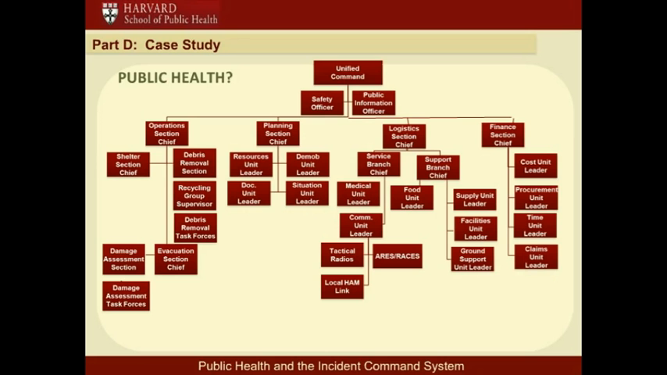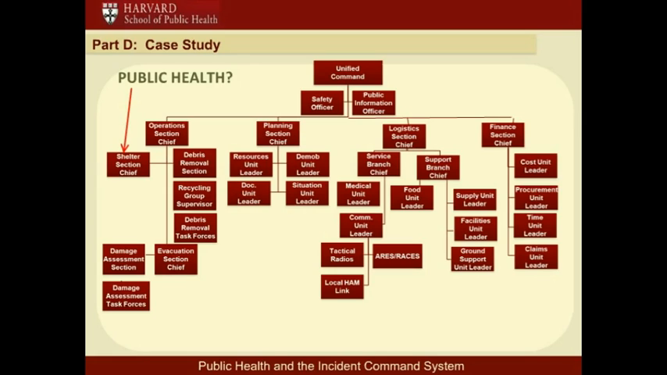Moving along with our case study, we go back to our suburban New England community preparing for the onslaught of the winter ice storm. And we look at how their comprehensive planning efforts have generated an incident command system chart. And within that chart, public health has been plugged into a number of key roles because they are such a jack-of-all-trades operation.